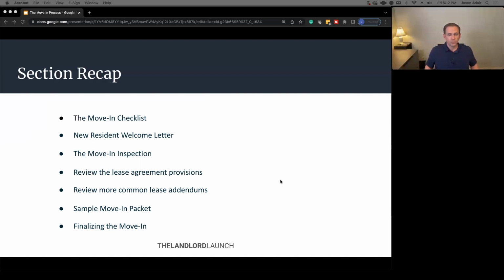Do what works for you. Of course, have it all legally reviewed. Same with the more common lease addendums, the ones I like to have in my move-in packet, things along those lines, but there's a lot of them out there. Check out that forms vault. There's a lot of them in there.